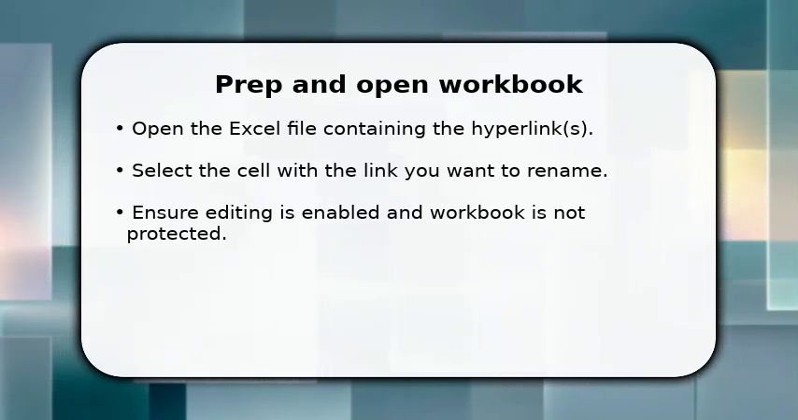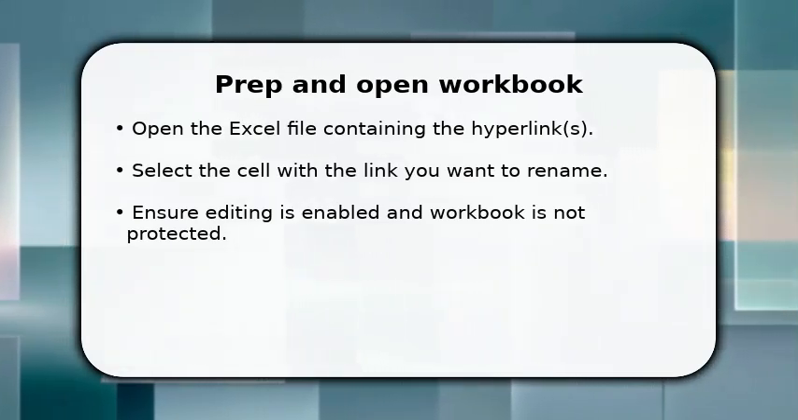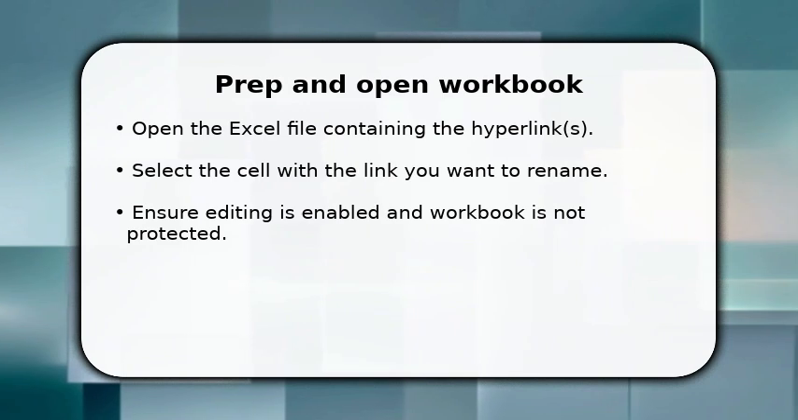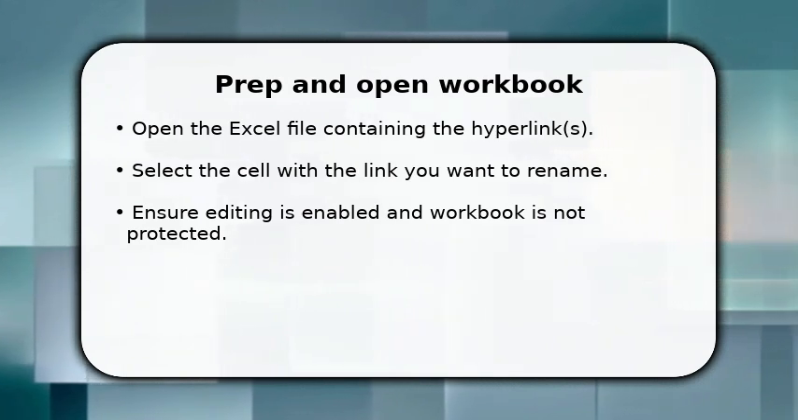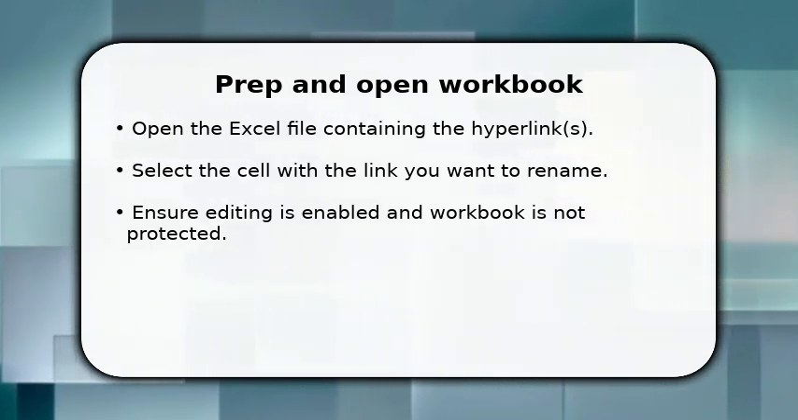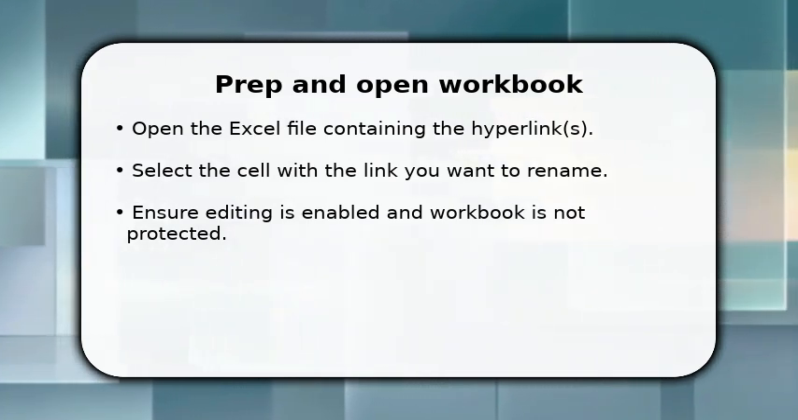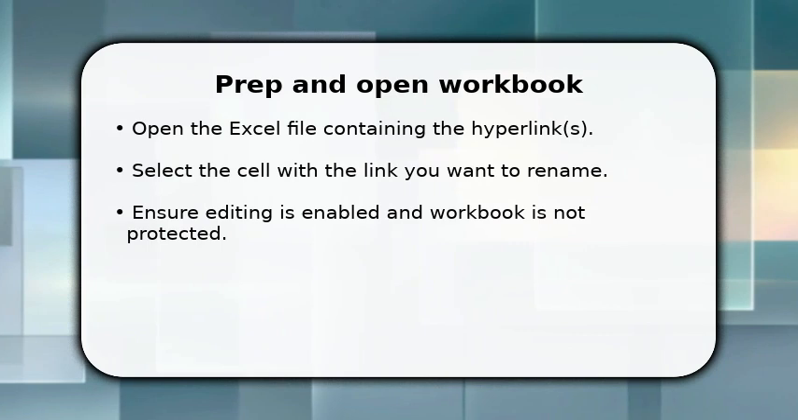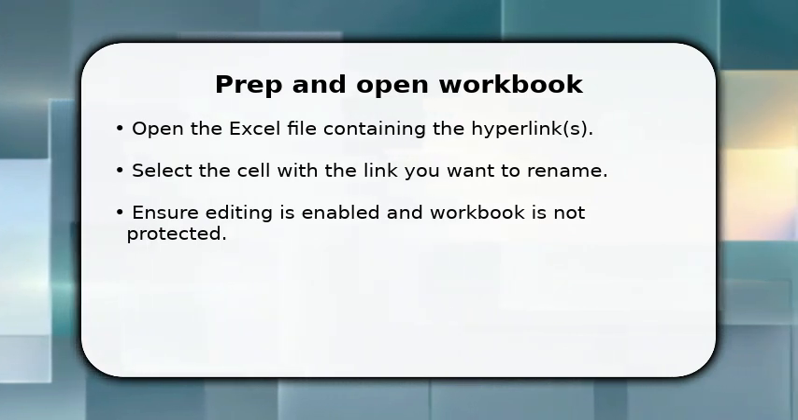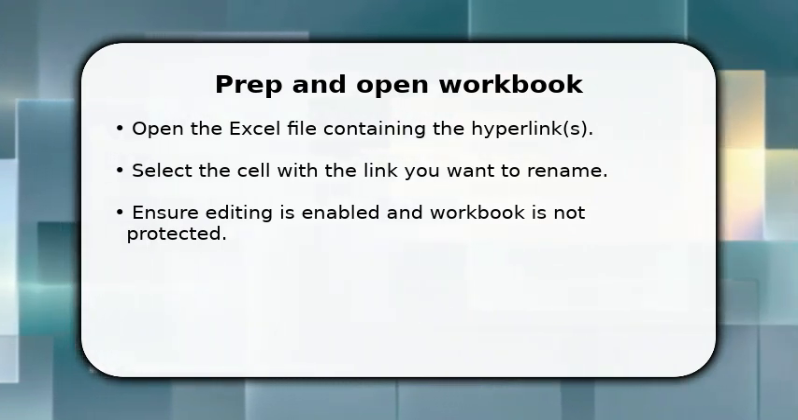You start by opening the workbook and locating the cell that contains the hyperlink you want to rename. Once found, click the cell so Excel displays the link. Make sure editing is enabled and the sheet isn't protected. If the link lives in a formula, press F2 to edit in cell. If it's a standard hyperlink, right-click the cell.